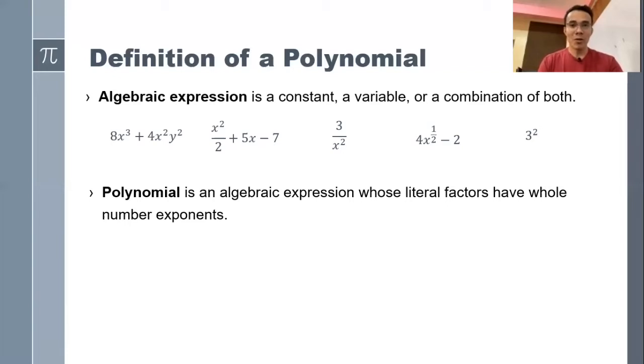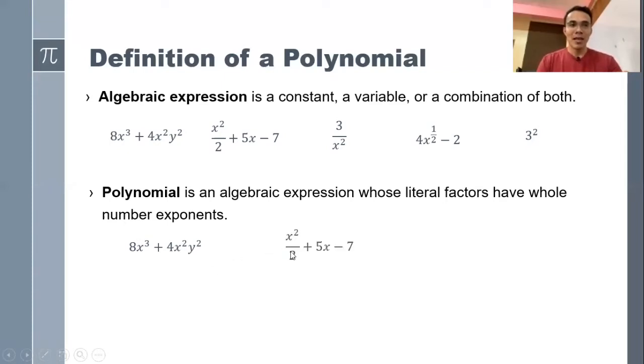The first polynomial is 8x cubed plus 4x squared y squared. How did I know that this expression is a polynomial? Just look at the variables, the literal factors. If the exponents of the literal factors or the variables are whole numbers, then the given expression is a polynomial. The exponent of x here is 3. It's a whole number. The exponent of the other x is 2. It's also a whole number. The exponent of y is 2. It's also a whole number. Therefore, this algebraic expression is a polynomial.